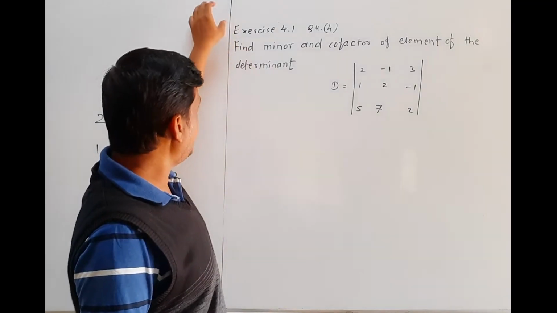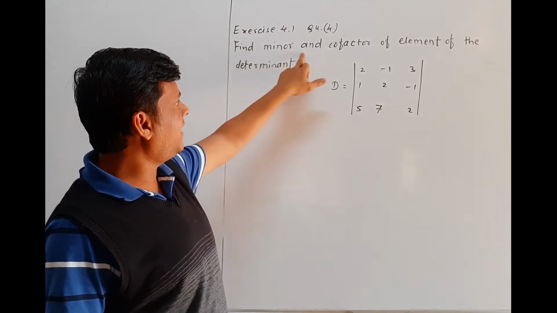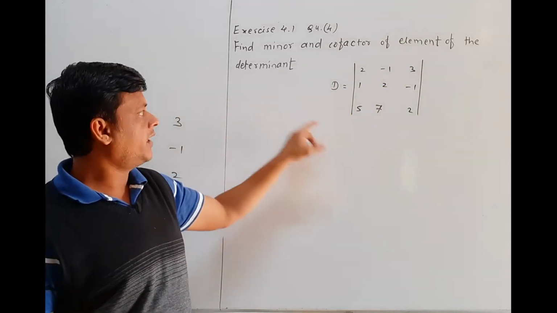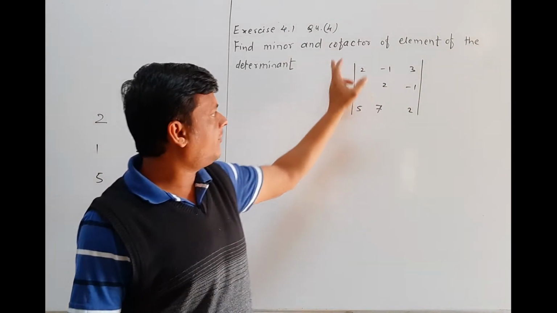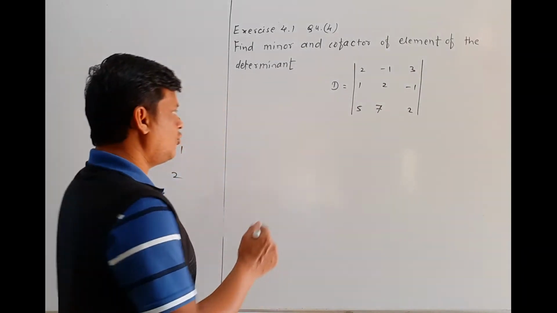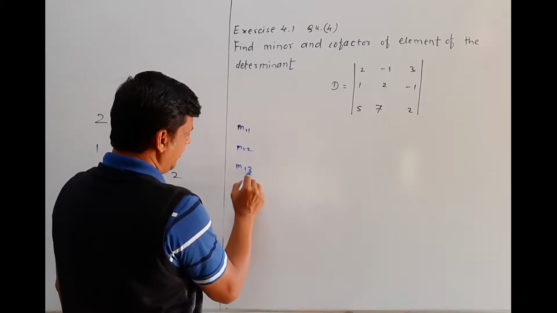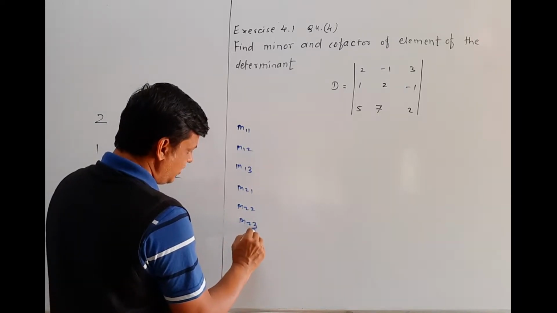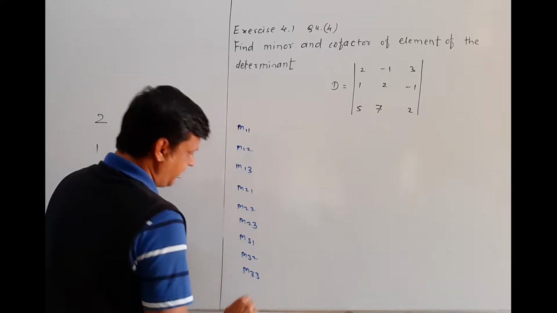Now see, next question from exercise 4.1, question number 4. Find minor and cofactor of each element of the determinant. That means we have to find minor and cofactor of each element of this determinant, and this determinant is of order 3 by 3. That means we have to find here M11, M12, M13, M21, M22, M23, M31, M32, M33.